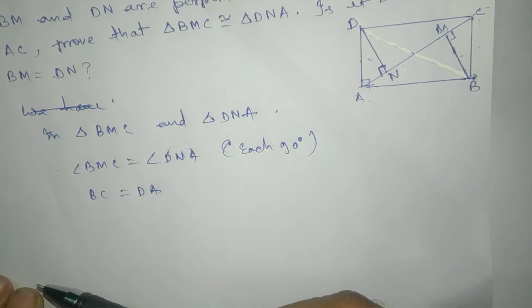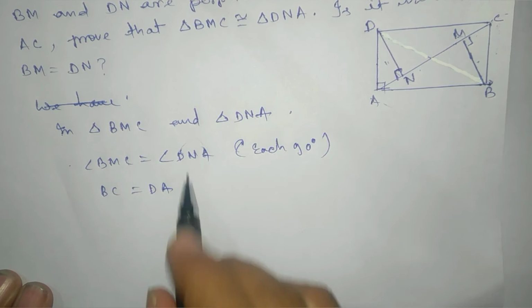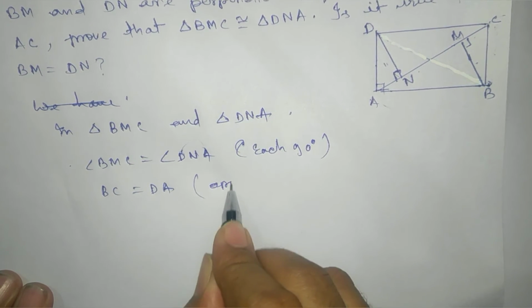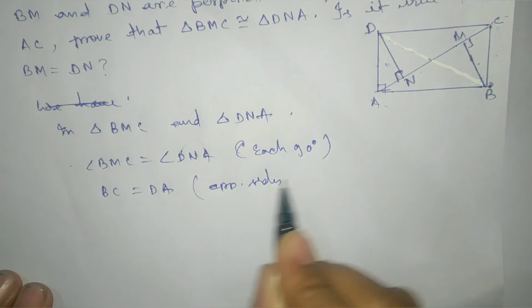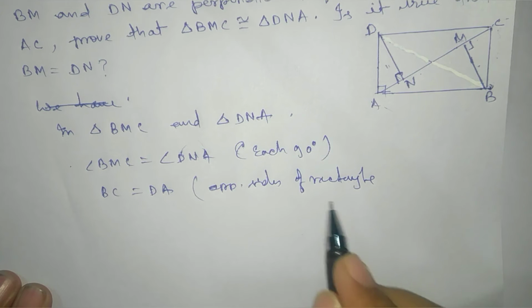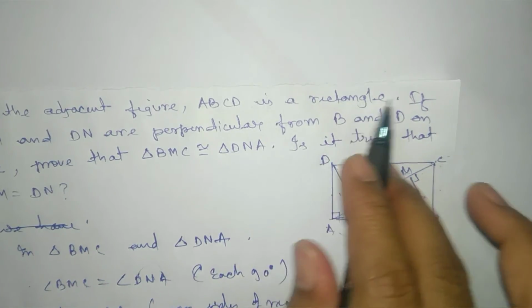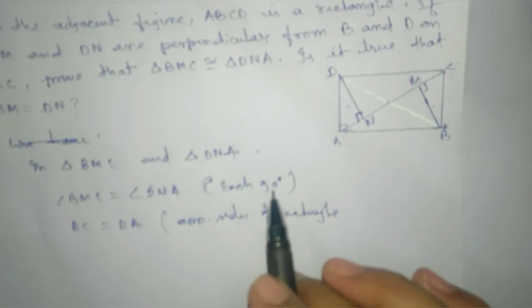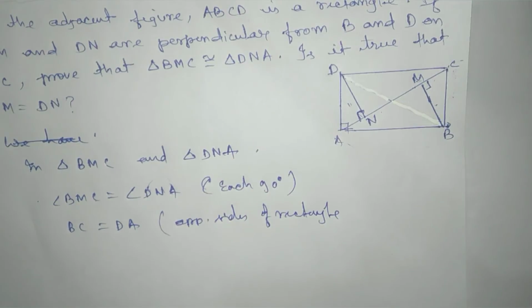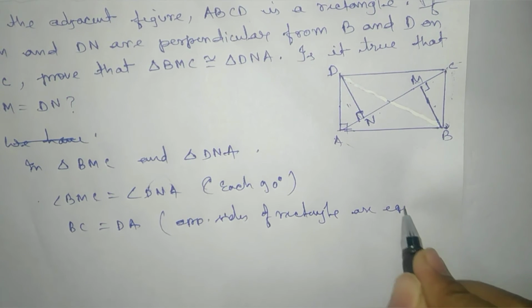Now the reason we will write beside each. So here the reason is opposite sides of a rectangle. Remember, here it's not a parallelogram. Right now, as it is a parallelogram, we don't write parallelogram, we're going to write rectangle, as in the question also it is mentioned rectangle. So the reason we're going to write is: opposite sides of a rectangle are equal.